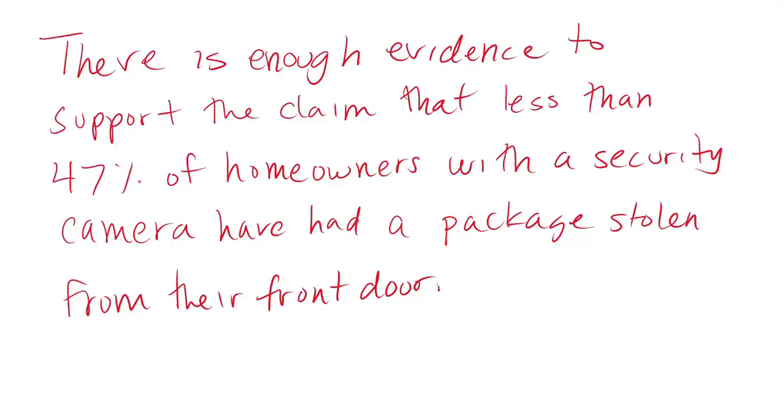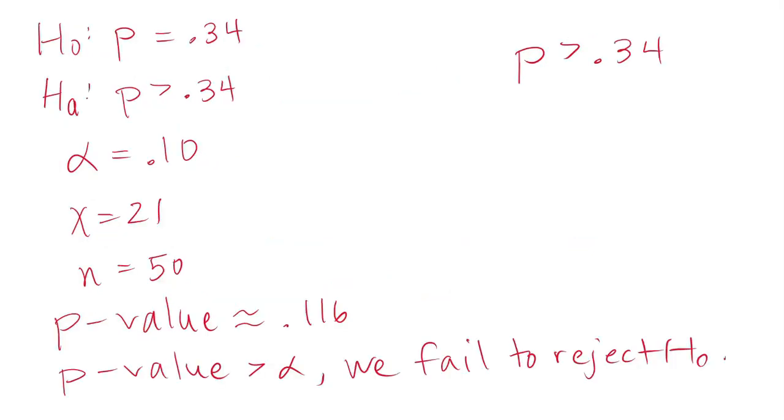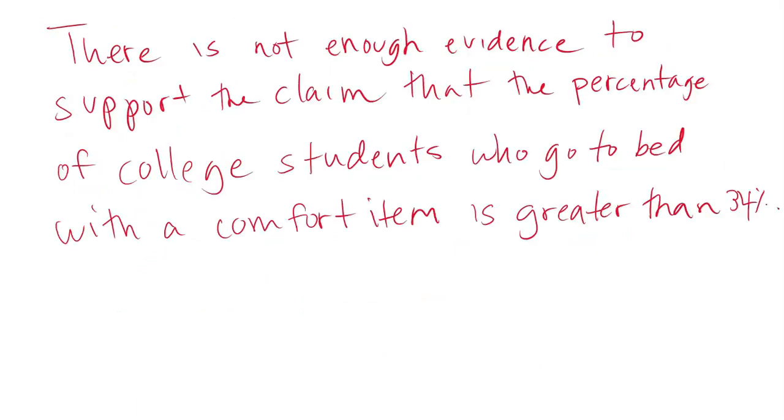Here we said there is enough evidence to support the alternative claim. When you reject the null hypothesis, you do have enough evidence to support the alternative. Think of it this way. You had enough evidence to reject the null, so you have enough evidence to support the alternative. Here we failed to reject the null hypothesis. There was not enough evidence to say that the null was false, and so there's not enough evidence to say that the alternative is true. That is the only difference in the two interpretations. There either is or is not enough evidence to support the alternative hypothesis.